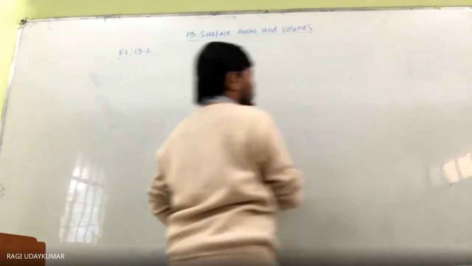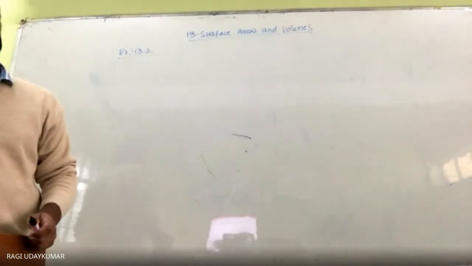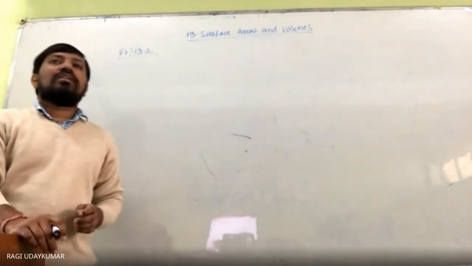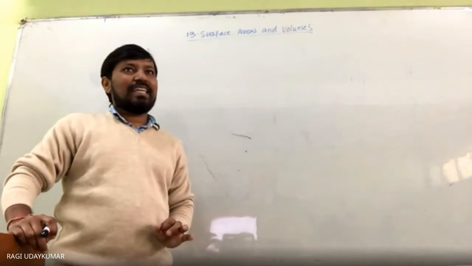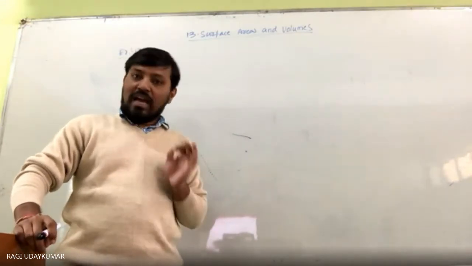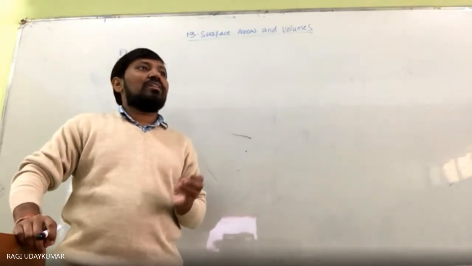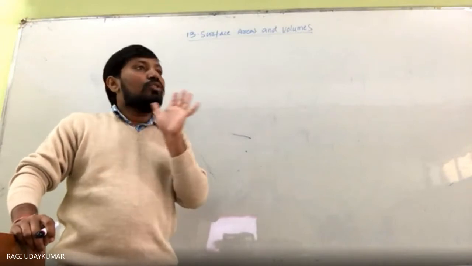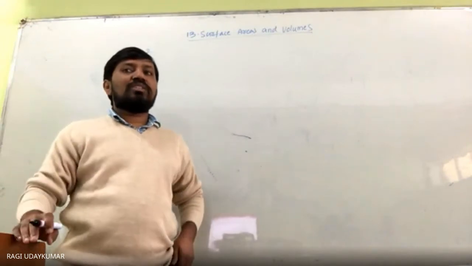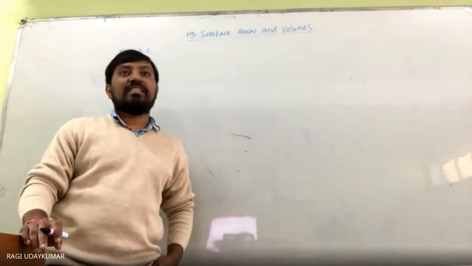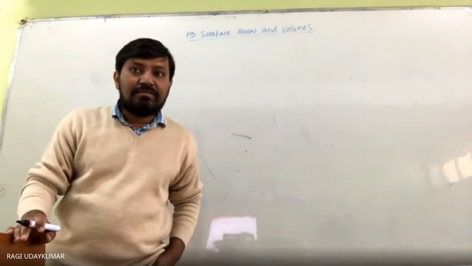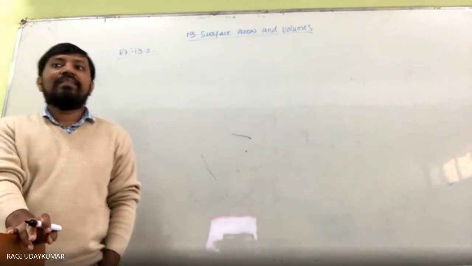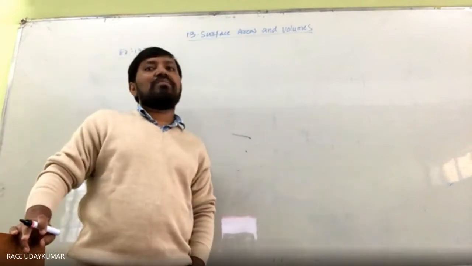A common mistake by students is taking the diameter as the radius. That is a common mistake. And apart from that, all units should be the same. In this problem, one is given in centimeters, the other in meters. Find the cost of painting the curved surface area of the pillar at the rate of 12 rupees 50 paise per meter square.